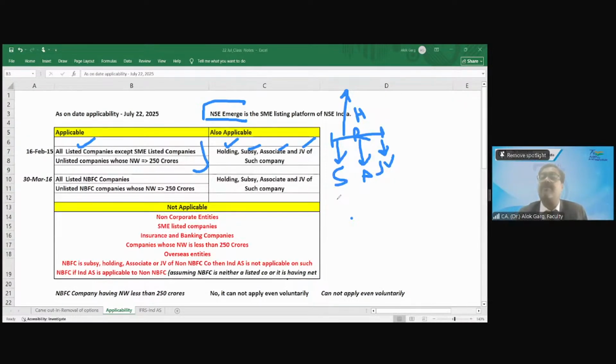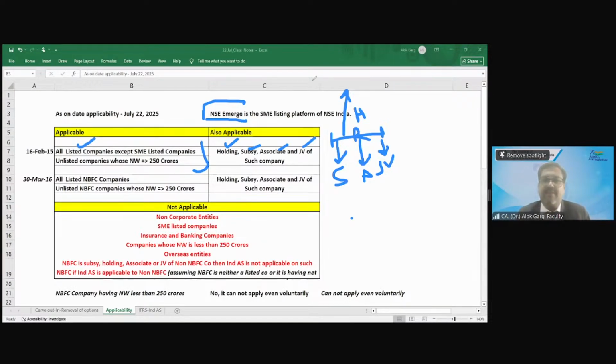For example, Reliance is a big company, and Reliance has a subsidiary which is Reliance Bank Limited. On Reliance Industries Limited, Ind AS is applicable, but it has a subsidiary, Reliance Bank Limited. Now tell me whether on a bank Ind AS is applicable. The answer is no, Ind AS is not applicable on a bank. But this Reliance Bank Limited is a subsidiary of Reliance Industries Limited. Tell me whether this bank will apply Ind AS. Being a subsidiary, as I told you, if Ind AS is applicable on a company, it will be automatically applicable to the subsidiary of such company.